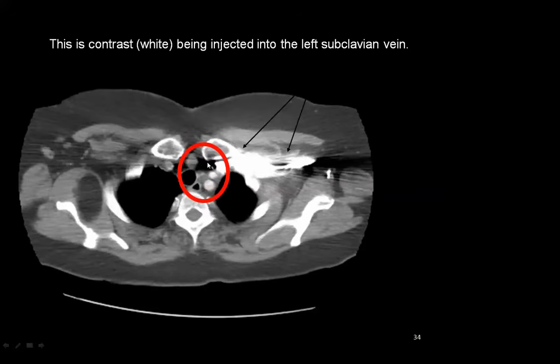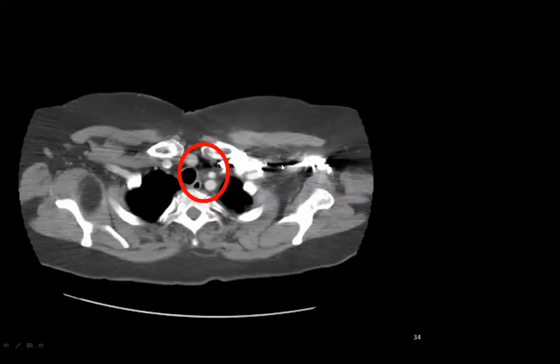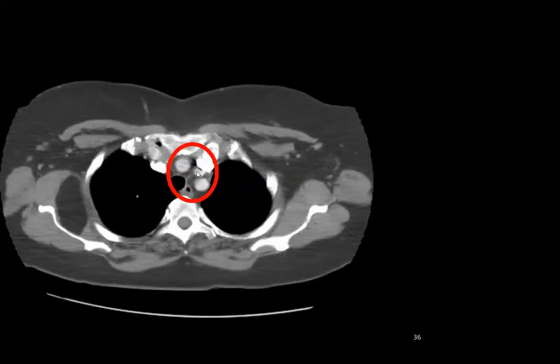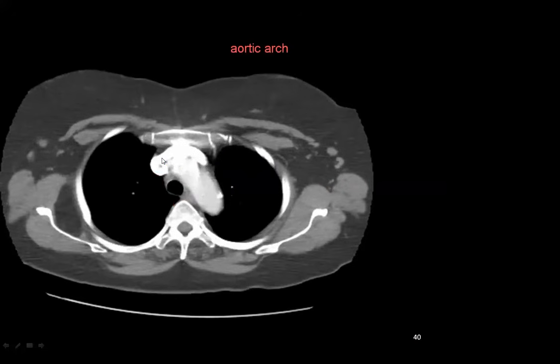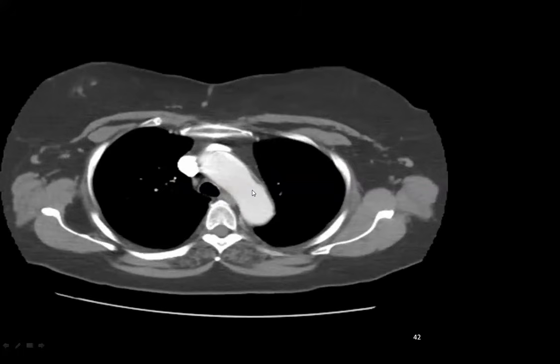This is seen when the contrast is injected into the subclavian vein. Then you can see these 2 branches of the arch of aorta. This is the ascending aorta, this is the descending aorta, and this is the arch of aorta. And this is the left brachiocephalic vein, which drains to the superior vena cava. This is the aortic arch, and this is the superior vena cava.